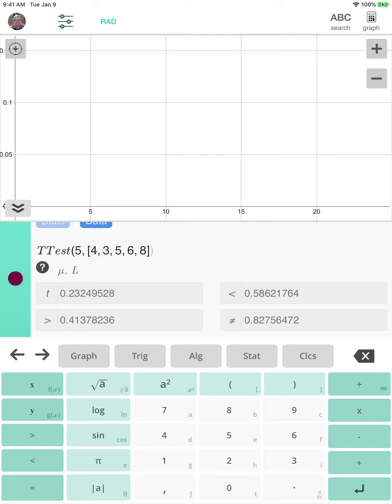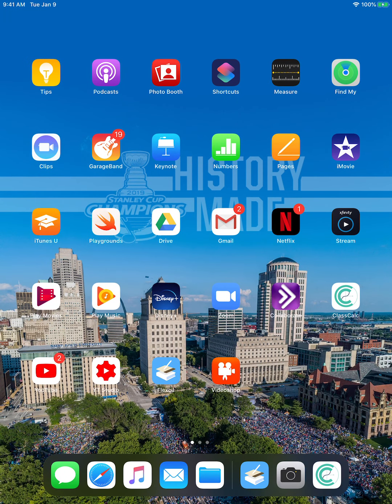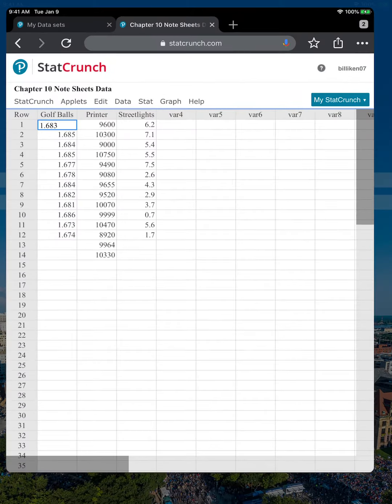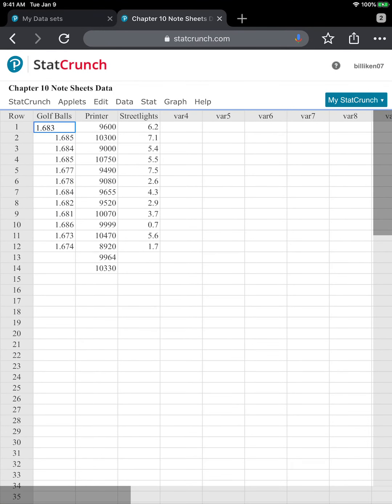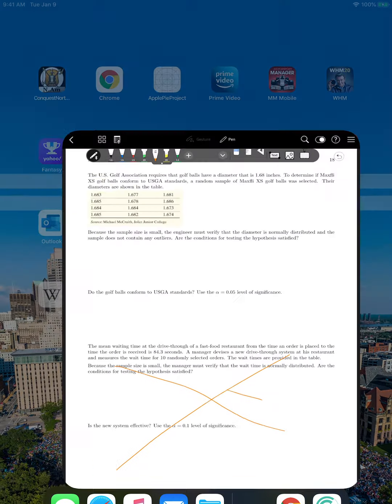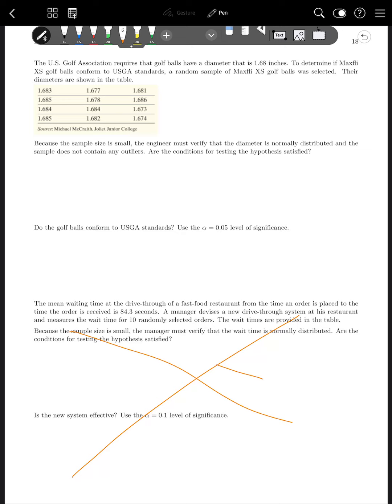However, most of the time you guys are going to be doing this online on your homework, so StatCrunch is going to be the way to go. So I went ahead and I put this data into StatCrunch. Okay, so it's right here, listed under golf balls. And so there's a couple things we need to do. So first of all, the U.S. Golf Association requires that golf balls have a diameter of 1.68 inches. To determine if MaxFly XS golf ball conforms to the USGA standards, a random sample of MaxFly XS golf balls was selected. Their diameters are shown in the table.